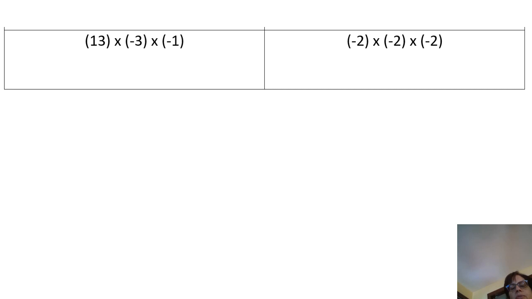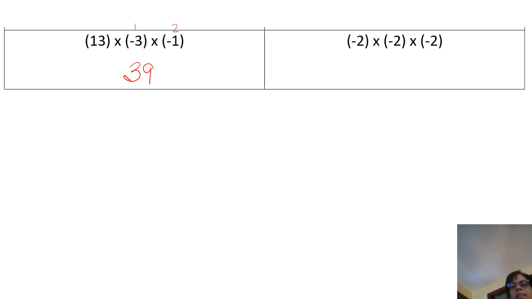So if I were going to do this, I would think, let's do our operation. 13 times 3 is 39. And 39 times that 1 is still 39. Now let's figure out what sign it's going to be. We count negatives. I see 1, 2 negatives. So 2 is an even number, so therefore I leave it positive.